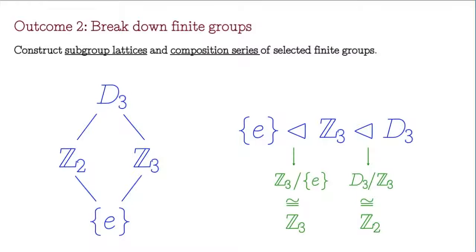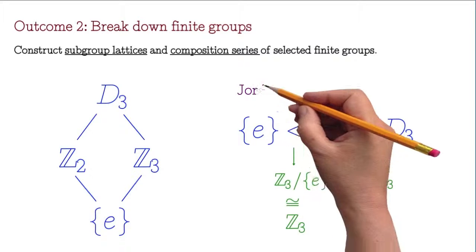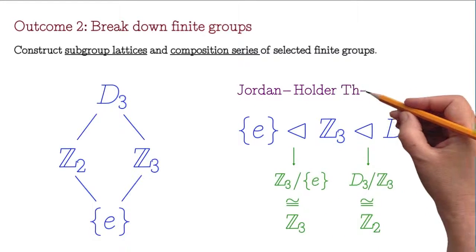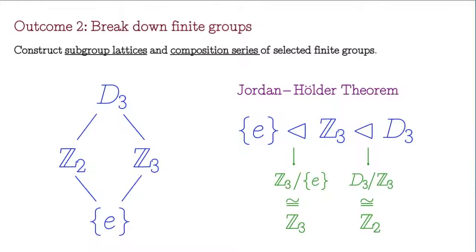So we'll be looking at composition series as one of the really important ways of breaking down a finite group. And the big result in that circle of ideas is the Jordan-Hölder theorem, which is going to tell us that pretty much the composition series attached to a group are unique in some sense or another. It's going to be a very important theorem for us going forward.